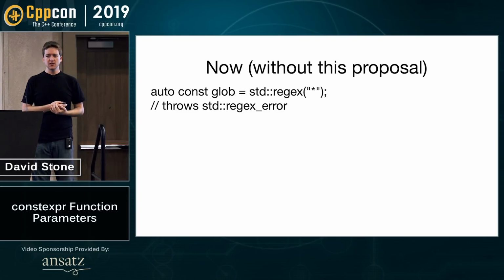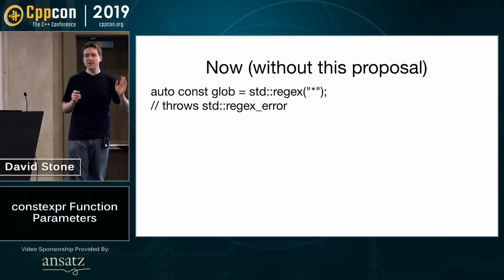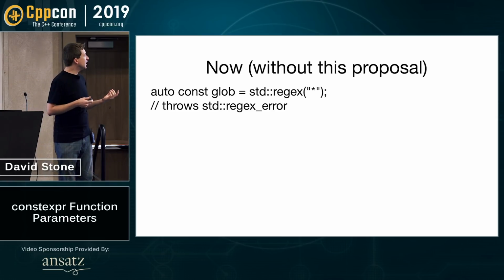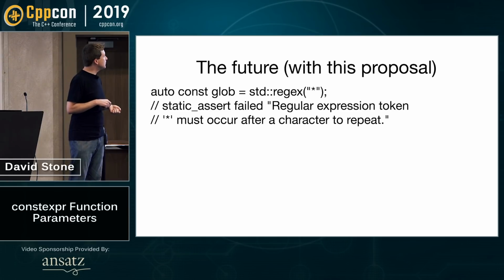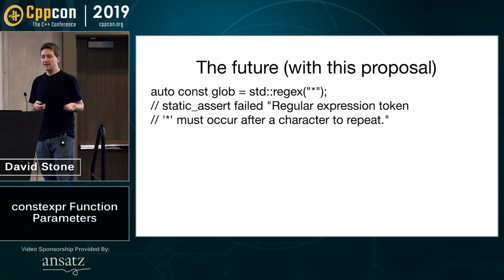Regular expressions also have a syntax that sometimes confuses people. This is not a valid regular expression. Some people are used to the glob syntax. I think, okay, I'll put in a star. It'll be like in my bash shell. It'll just match everything. But actually, that's not the case. The star is the repetition character. Right now this throws regex error at runtime. But if we had constexpr parameters, we could have a static assert. This says, hey, that star token has to occur after a character that you're trying to repeat. You have to say like .star or something.